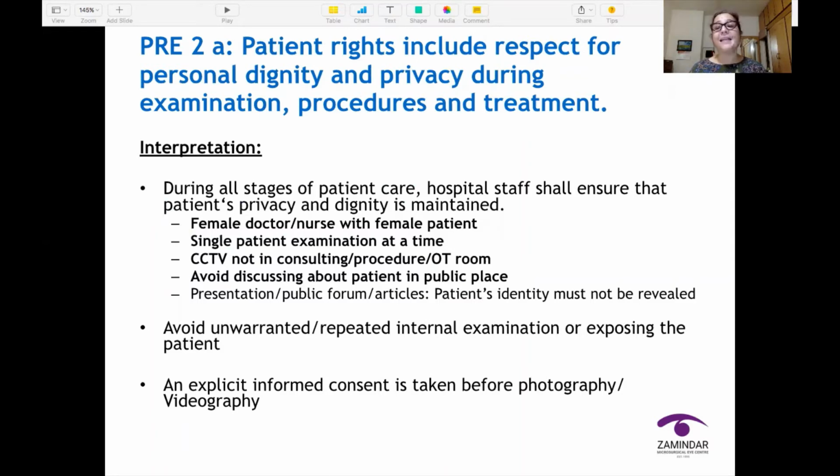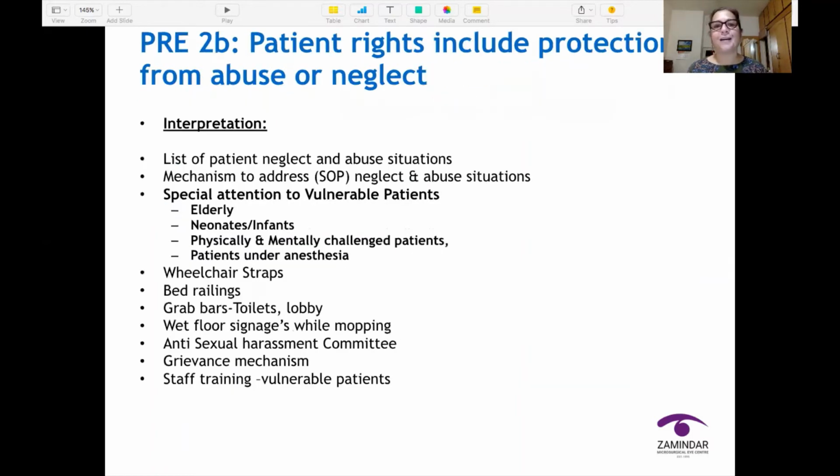And of course, explicit informed consent is taken before photography and videography. That is very, very important now in this world of digital media, where everybody wants to project. Whenever you're putting up photographs and videographs of your patient, see that the consent is taken. It should not be done without their consent.